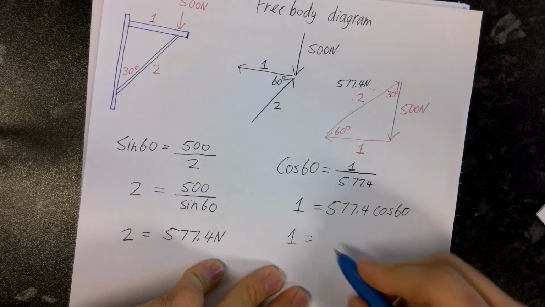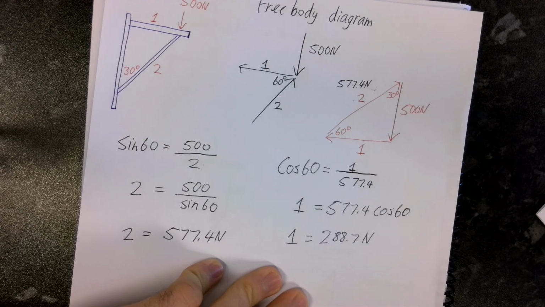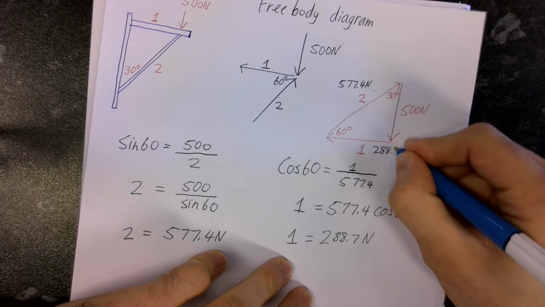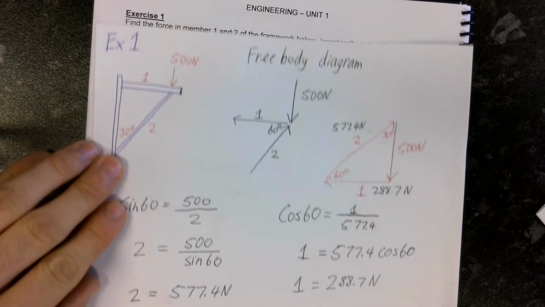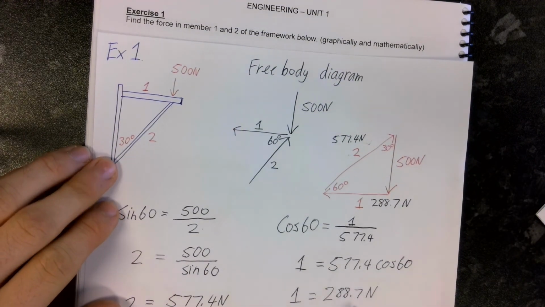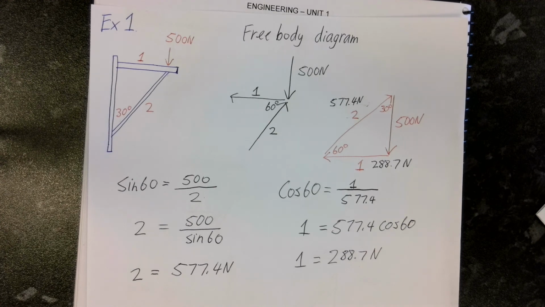Okay, so number 1's answer is 288.7 newtons. You can add that up on the chart again, 288.7 newtons. Okay, so the question asked us, find forces member 1 and 2 in the framework below, and we've just found that. So there's our 2 answers for this. So that there, gents, is mathematically. Watch the next video to do it graphically.